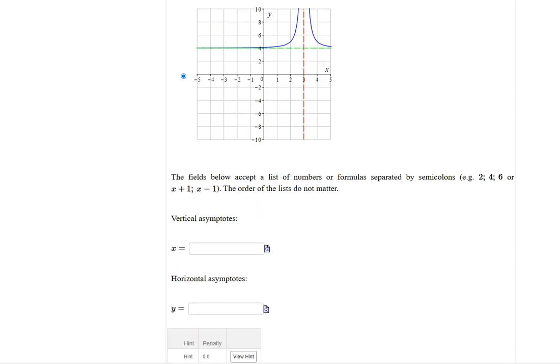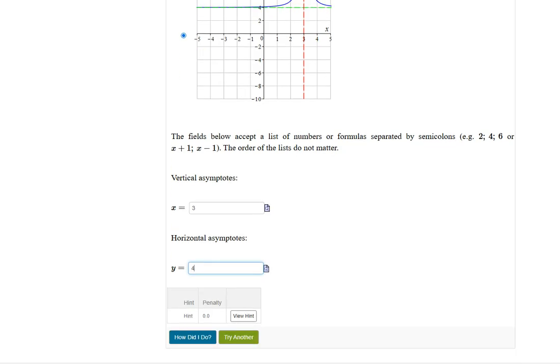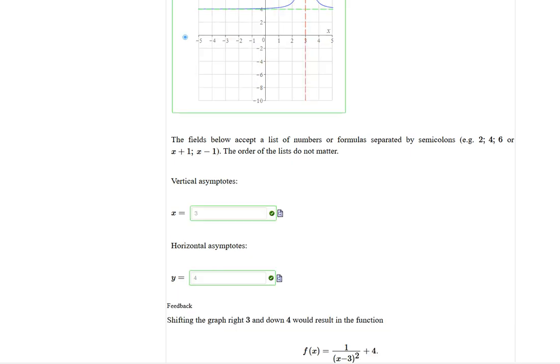And then it wants to know what's the vertical asymptote. The vertical asymptote is that red dotted line. It's a vertical line going through the x-axis at 3. Horizontal asymptote is the horizontal green line. That's going through the y-axis at 4. And then how'd that do? And got it all right. So, hope that made sense. It's a little hard to draw this.